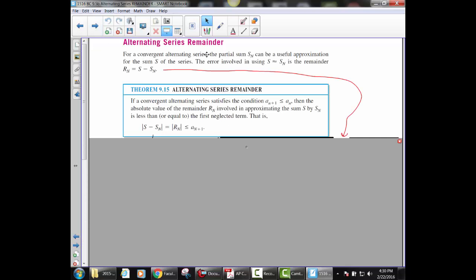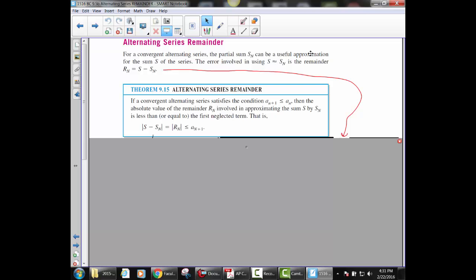For a convergent alternating series, the partial sum Sn can be a useful approximation for the sum of the series, which of course makes sense. It's an infinite series, so if it is convergent, the sum of all those terms ad infinitum equals a particular number. So if you wanted to approximate it, obviously if you took the first 50 numbers, you'd get a good approximation. If you took 500, you'd get a great approximation. If you take 7, you'll get an okay approximation, but you will get an approximation.